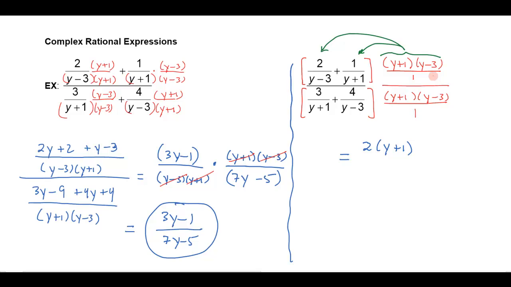So I distribute to the second term, I'm going to get 1 times the y plus 1 minus 3 over the y plus 1 times 1. So here the y plus 1s are going to cancel. I'll just get 1 times y minus 3. Okay?